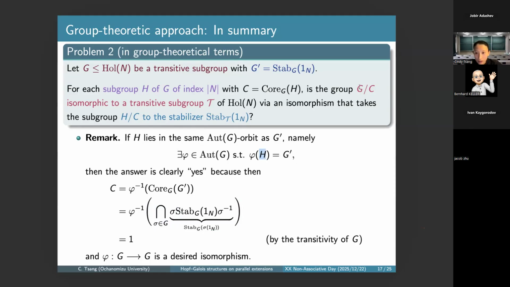So the core of H would have to be 1 as well. So in that case, instead of G mod C, we're just looking at G. Instead of H mod C, we're just looking at H. Well, so then we can just take the isomorphism to be the phi. We can take the T here to be just the same group G. It's a transitive subgroup, and it takes H to the stabilizer G prime. So for example, if H and G prime are conjugates, then the answer is obviously yes. But otherwise, the answer might be no in some cases.